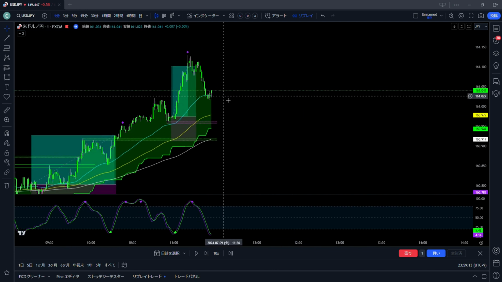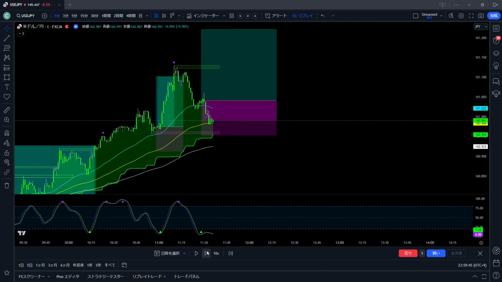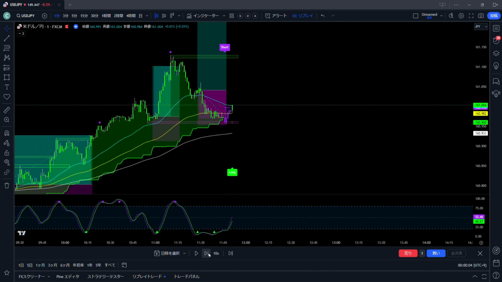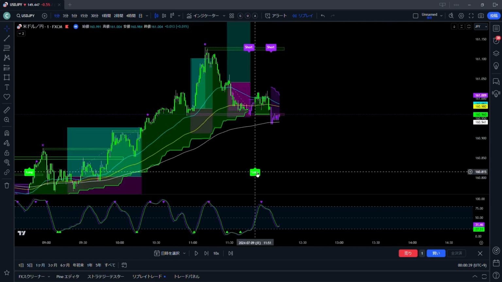Next trade follows the same rules. Enter long, stop loss below the key zone. Take profit at twice the risk. This one didn't work out, but that's perfectly normal. Losses are part of trading.